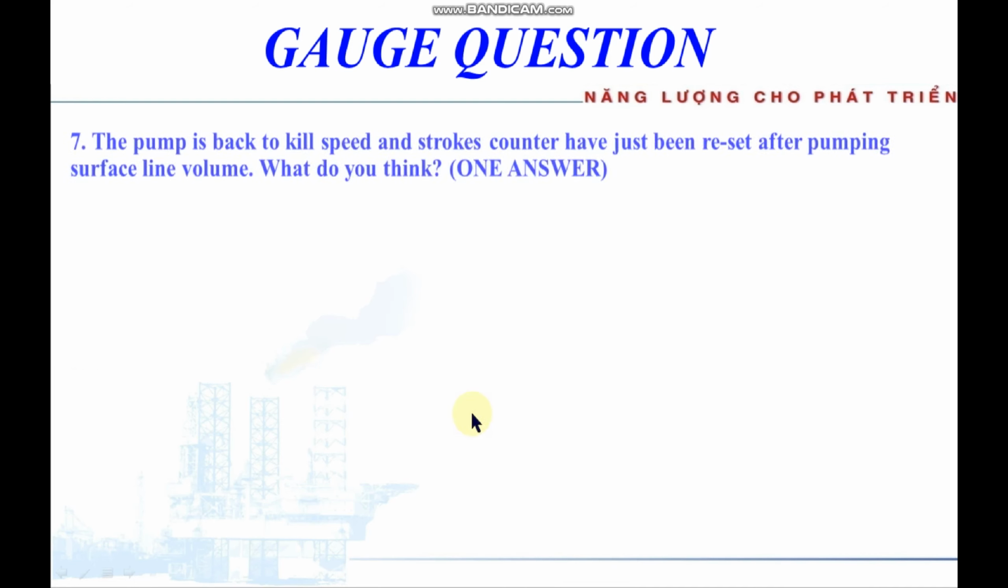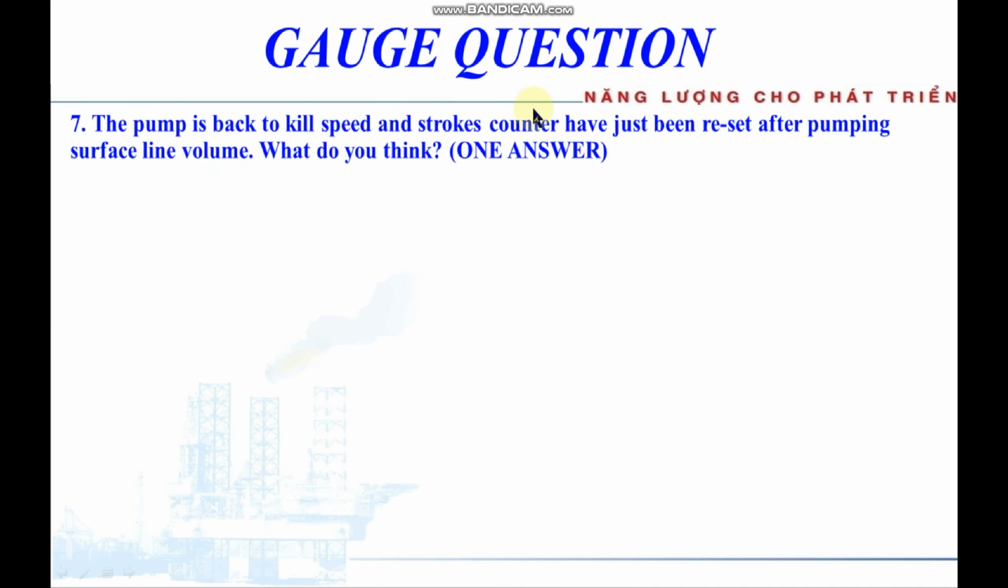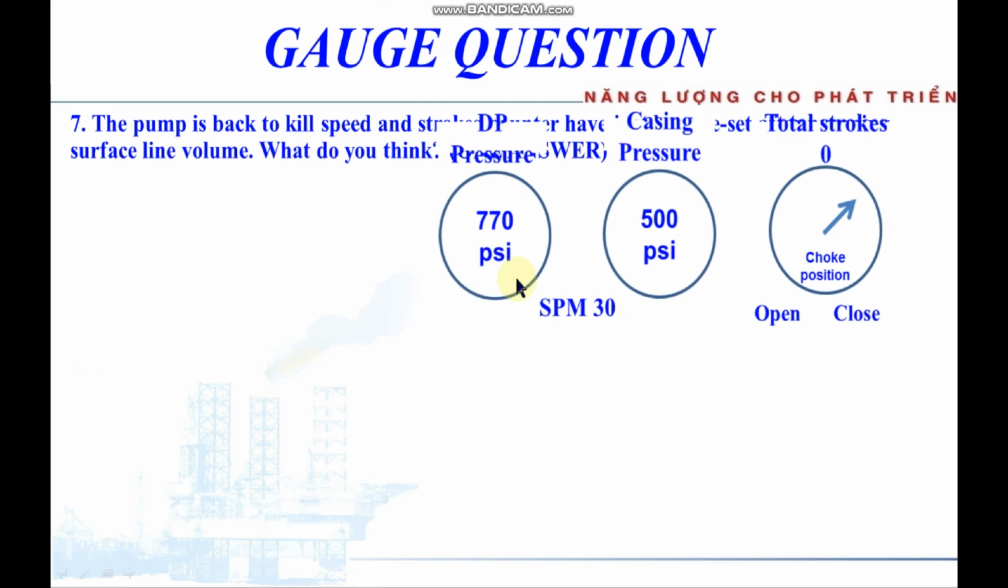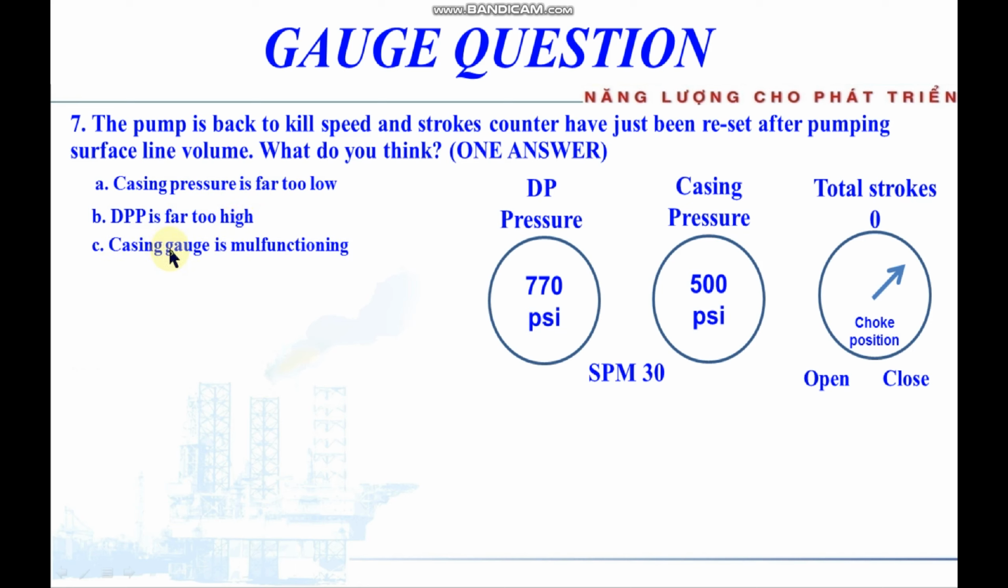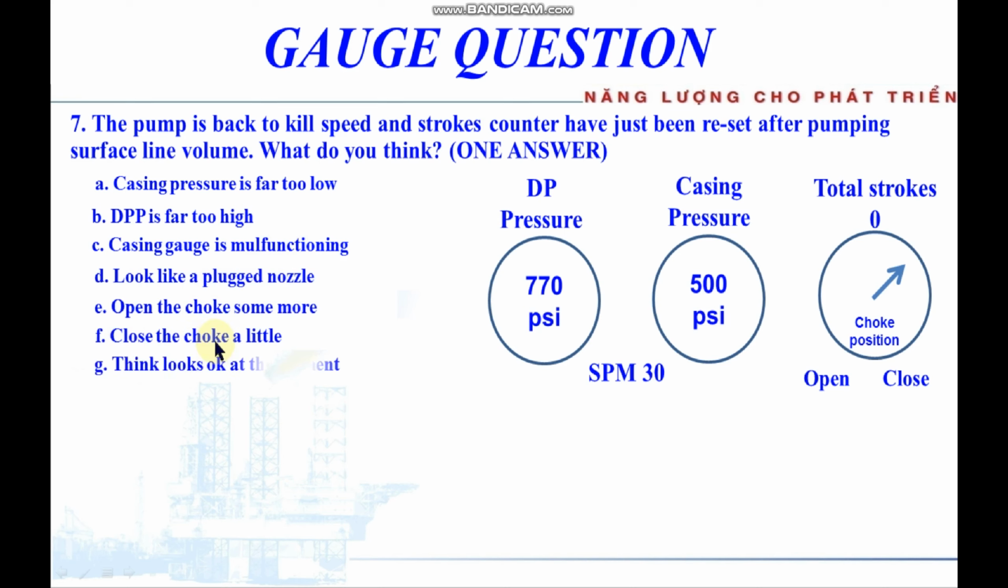Second circulation. The pump is back to kill speed and the choke counter has been reset after pumping the surface line. What do you think? One answer. Drill pipe pressure 770, casing pressure 500 PSI, SPM 30, total choke 0, reset. A. Casing pressure is far too low. B. Drill pipe pressure is far too high. C. Casing gauge is malfunctioning. D. Looks like a plugged nozzle. E. Open the choke some more. F. Close the choke a little. G. Things look okay at the moment. H. Slow the pump a little to reduce pressure. Answer: G. Things look okay at the moment.